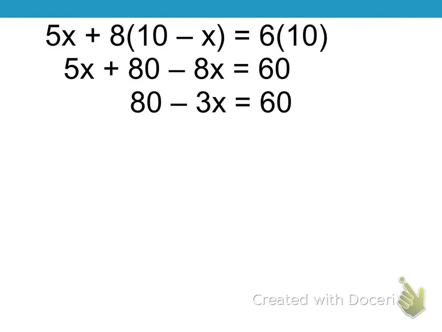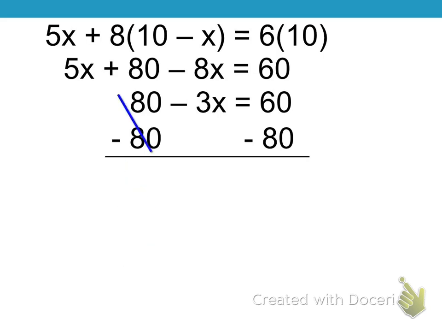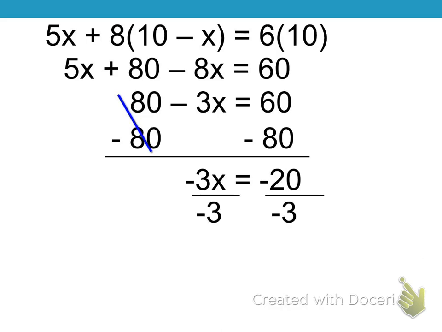Good. Then we're going to subtract 80 from both sides. What is 60 minus 80? Negative 20. Divide it all by negative 3. X equals 6 2/3.